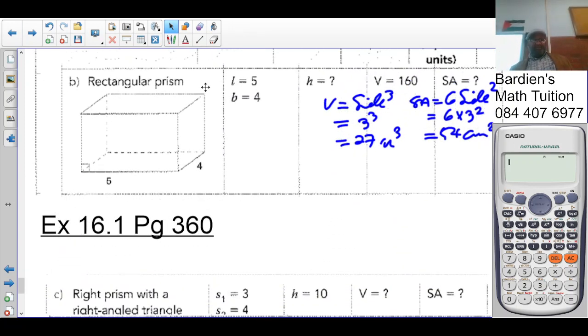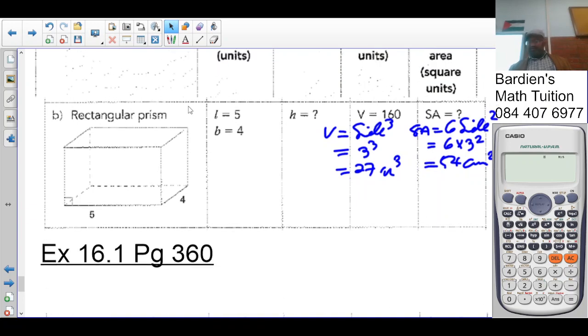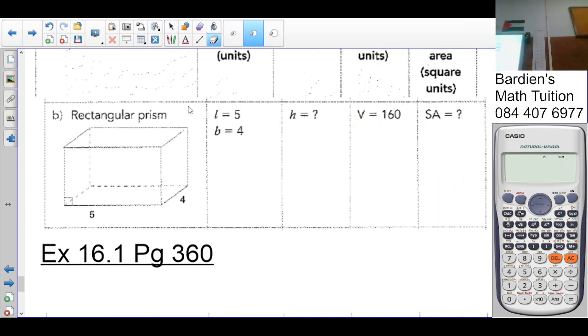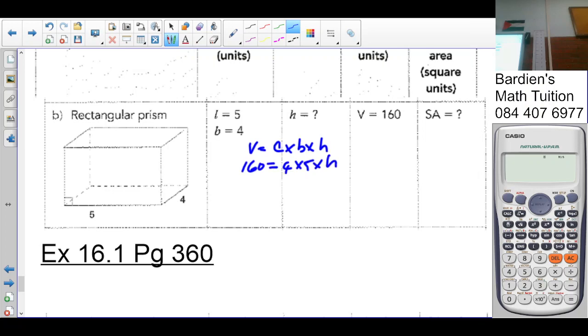Let's look at B. Yeah, we will need to calculate the height. Remember, the volume is not given. So volume is equal to length times breadth times height, area of base times height. So it's 160 is equal to 4 times 5 times h. That's 20. Divided by 20 both sides, h is then equal to 8 units.